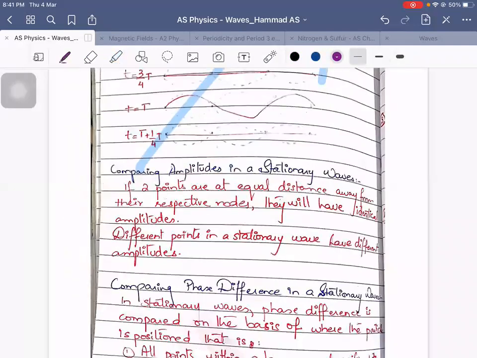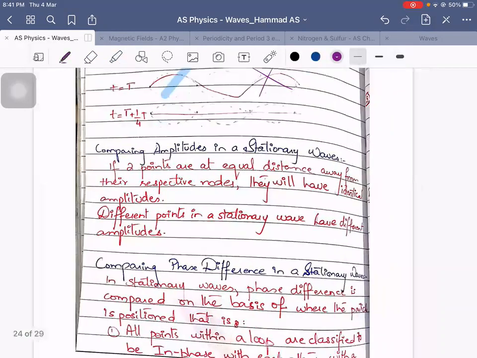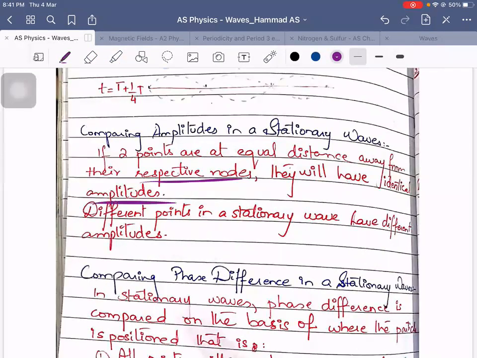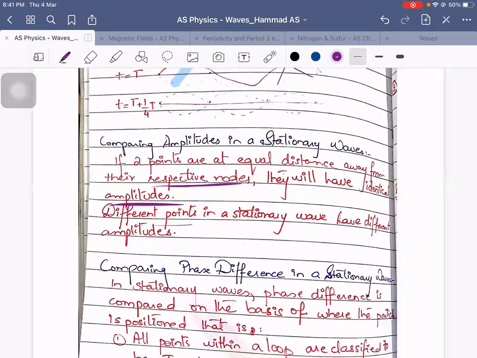Comparing amplitudes in a stationary wave. If 2 points are at equal distance away from the respective nodes, they will have identical amplitudes. Different points in a stationary wave have different amplitudes.